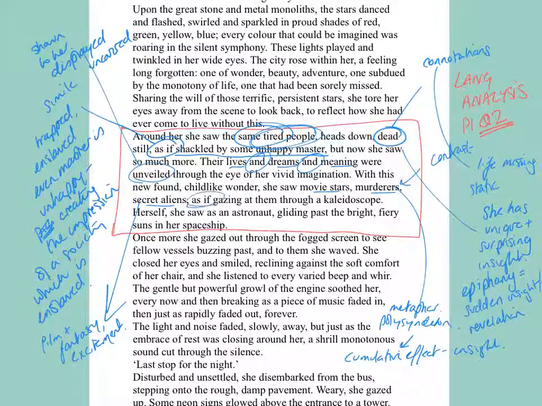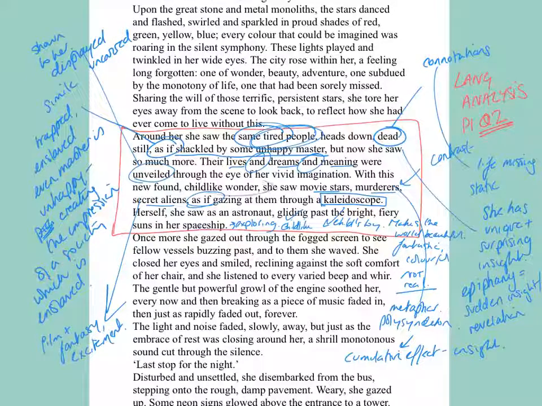As if gazing at them, so again another simile, through a kaleidoscope. You should have looked at what a kaleidoscope is, but actually looking at the idea of it being a child's toy. It makes the world beautiful, fantastic, colourful, not real. Herself she saw as an astronaut gliding past the bright fiery suns in her spaceship. So it's exploring and it's all linking to that idea of childlike wonder that she's talking about there.